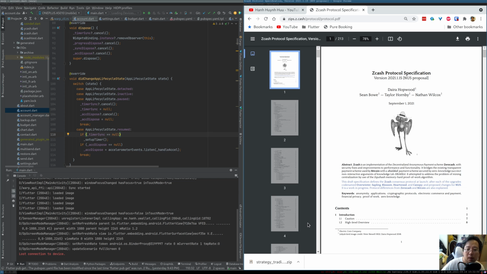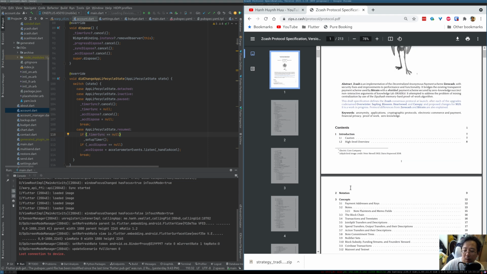So the person who receives the node will decrypt with his incoming viewing key, and the person who sends the node can decrypt with the outgoing viewing key. So the keys will not belong to the same person. OVK would belong to the sender, and IVK would belong to the receiver. So that's about the outputs.